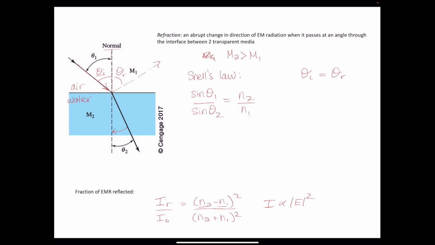So I'd like to finish off with a question. I'd like you to think about whether the intensity of the reflected light, I_R, does it increase or decrease as the incident angle, theta I, approaches 90 degrees?